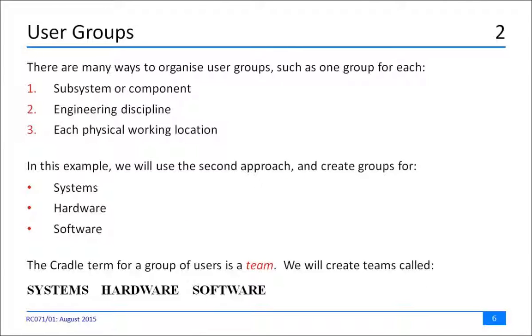We have decided to use groups to manage users and data. There are many ways to organize these user groups, such as one group for each subsystem or component, or engineering discipline, or for each physical working location. In this example, we will create groups for systems, hardware, and software. The Cradle term for a group of users is a team. We will create teams called systems, hardware, and software.